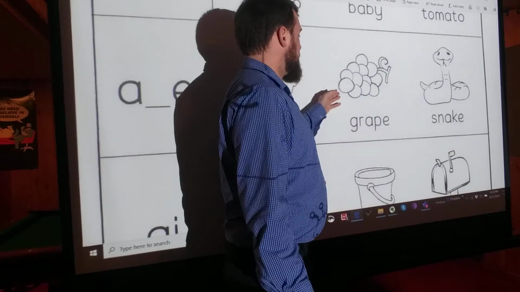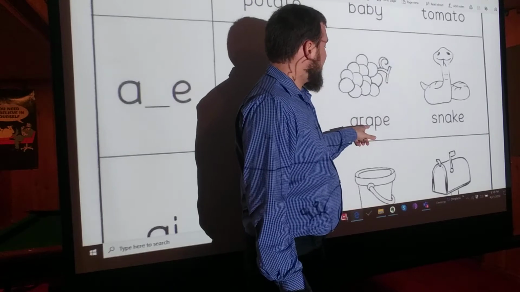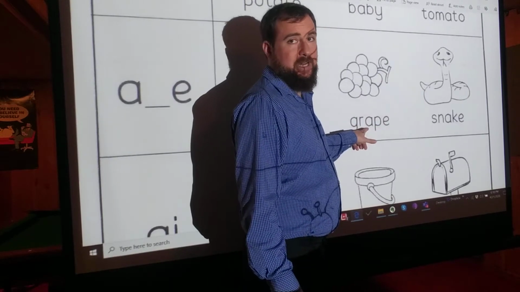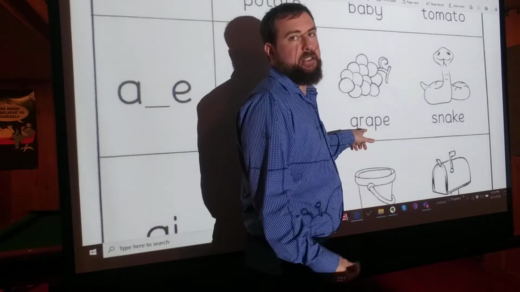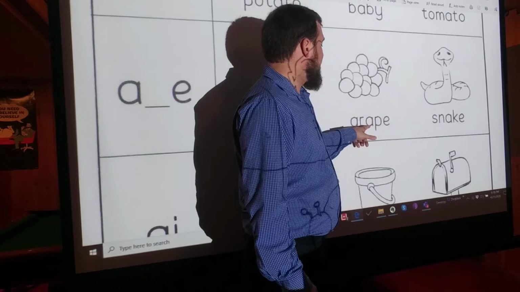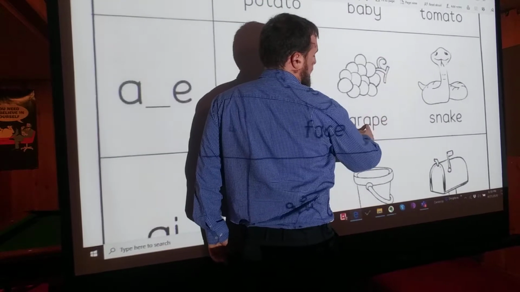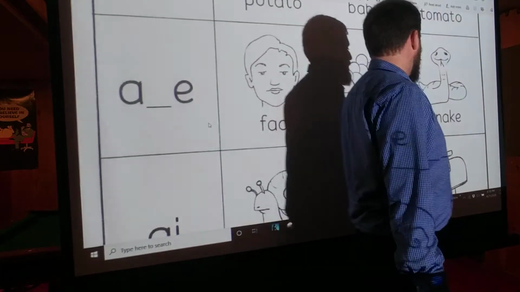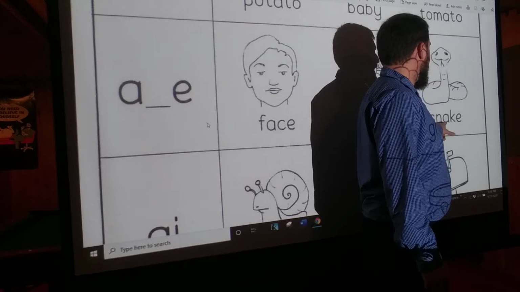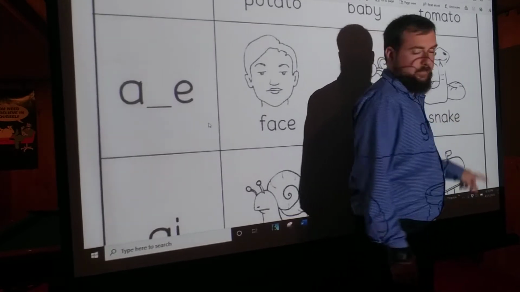Grape. G-R-A-P-E. Gr-A-P. It's not grap. It's not making an ah sound. A is making a different sound. It's saying its name. Gr-A-P. And then this E at the end makes the A long. Snake. Again. Sn-A-K. The E makes the A long.